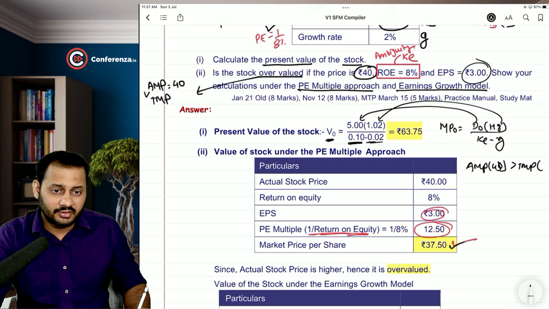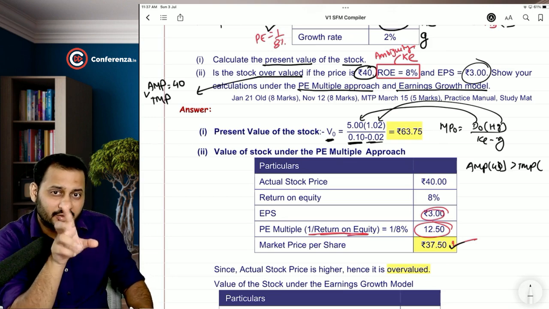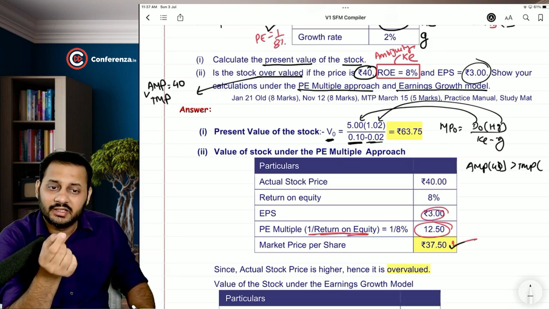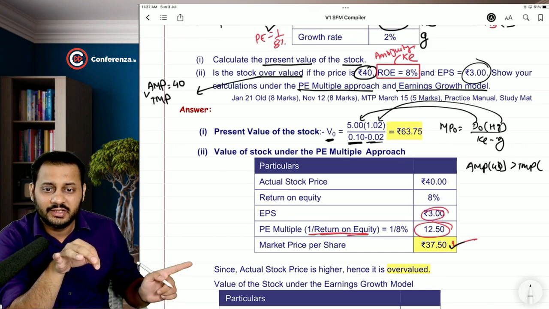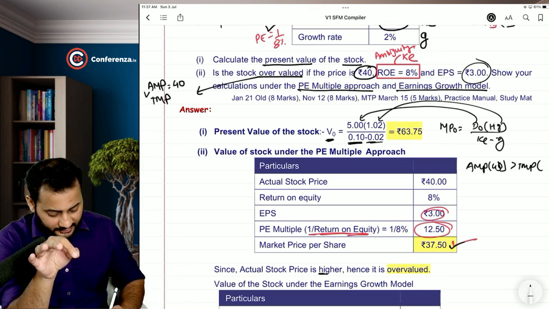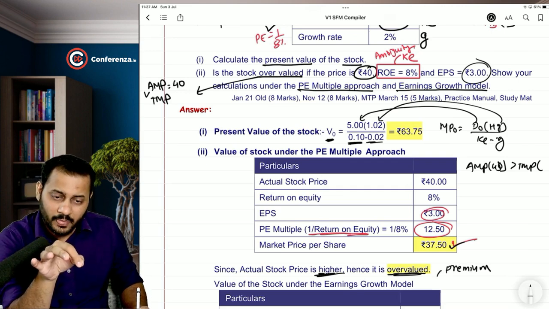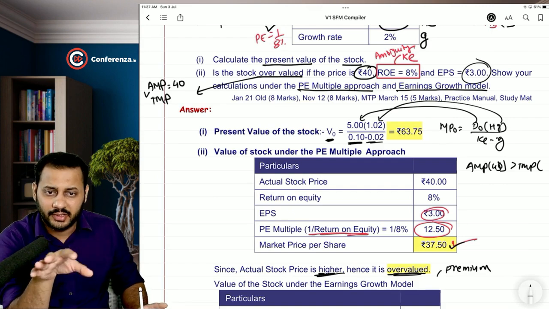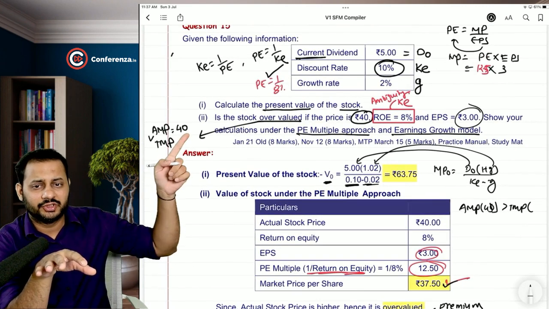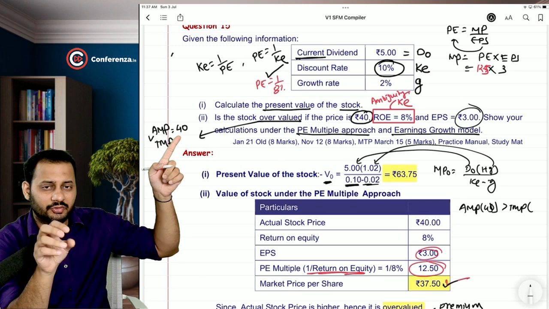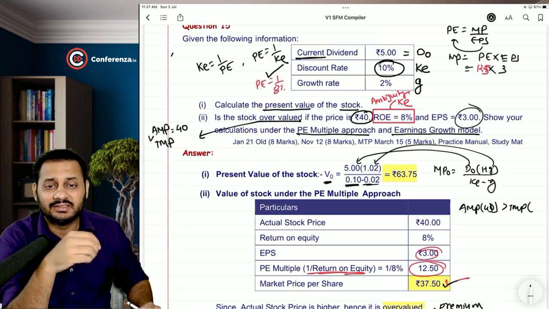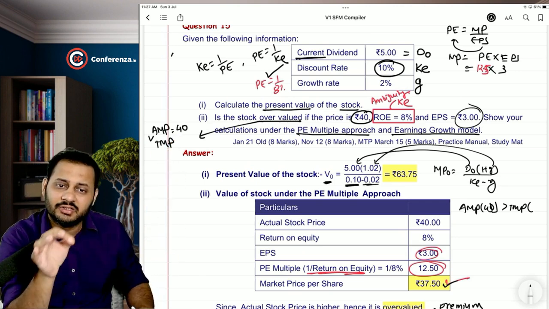So technically the share should be selling in the market at 37.5 rupees, but it is selling in the market at 40 rupees. You will easily say that it is selling at a higher price and it is overvalued, or you can call it selling at a premium also, and that's why we should not buy it. Okay, that was the question. That was the part the question was asking, that is, is it overvalued? Yes sir, it is overvalued.